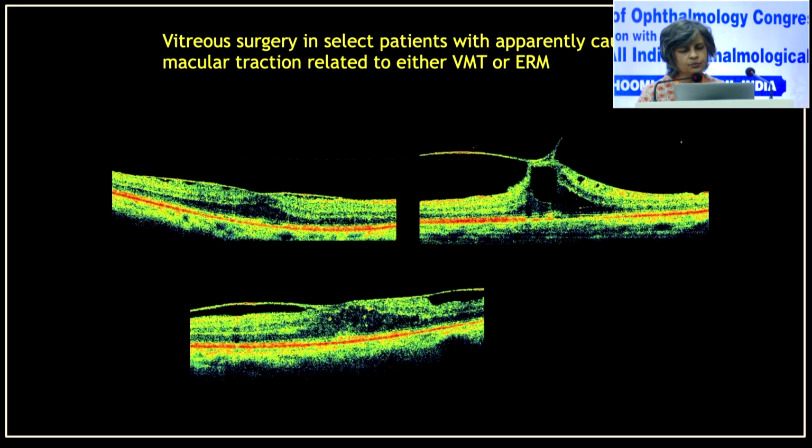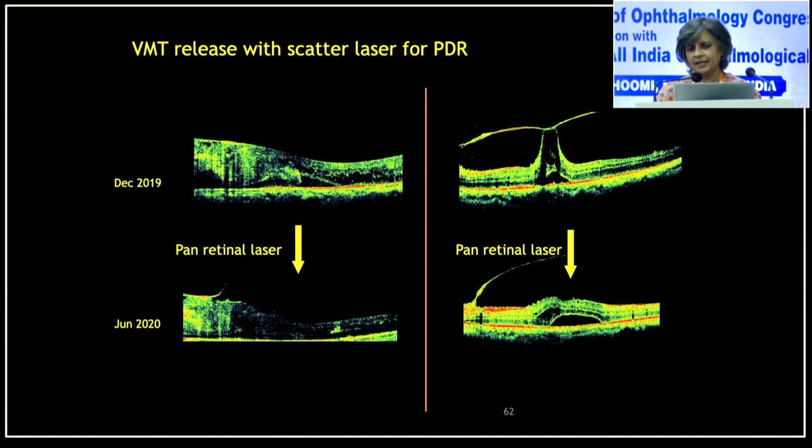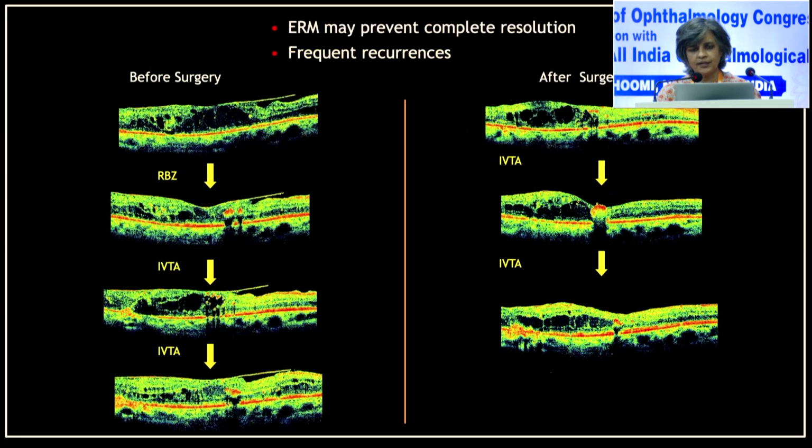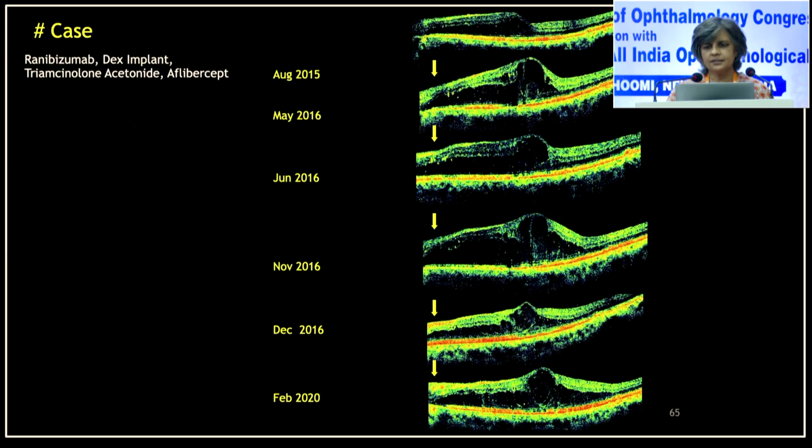And surgical intervention, Dr. Babu will be speaking, but generally related only if there is a traction. Many times we find that just with injection or with scatter laser, the macular traction has been released and surgery is not required. So there should not be any undue hurry towards surgery. However, some cases, as you see before and after surgery, they respond to injections only after surgery. And some patients never respond, but we need to treat just to prevent worsening.